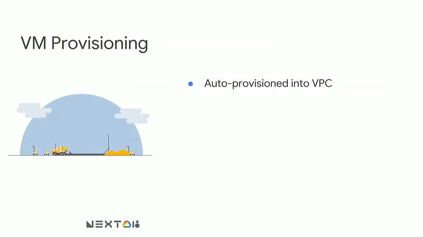So starting at the VM provisioning layer. When you create a cluster with GKE, you get nodes that are automatically provisioned into a virtual private cloud. We create a firewall that has just enough privilege for the control plane to be able to talk to the nodes and the nodes to be able to talk to each other.